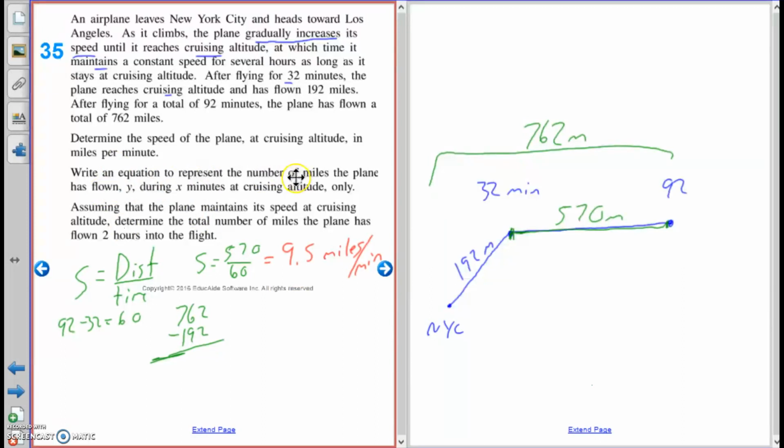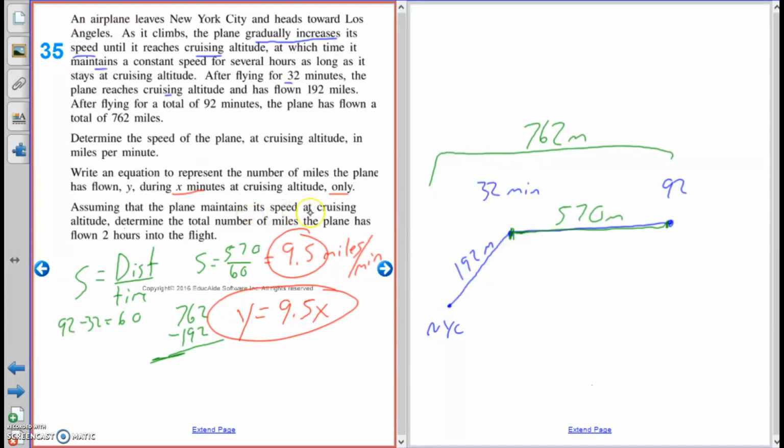Now write an equation to represent the number of miles the plane has flown during its cruising altitude. So again, just during cruising altitude, it's going a speed of 9.5 miles a minute. That means the equation y equals, for every minute, it's doing 9.5 miles. So 9.5x. So there's the answer to the second question. Represent the number of miles the plane flies during cruising altitude only, meaning don't include the 192. So just during cruising altitude only, it's 9.5 miles per minute. They want you to represent x as minutes. So that's the answer to the second part.